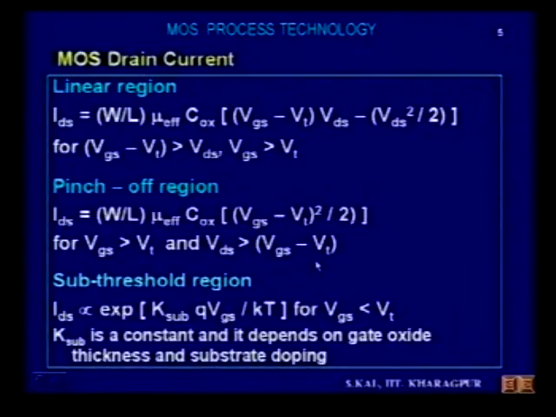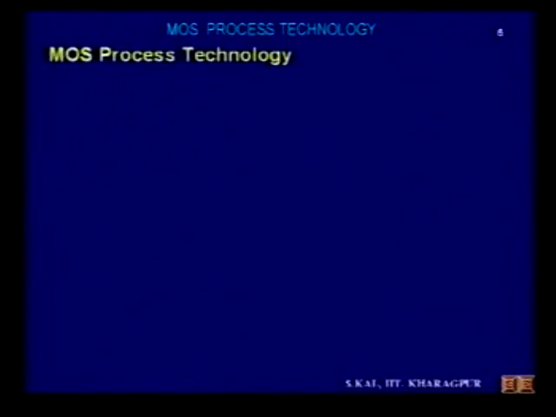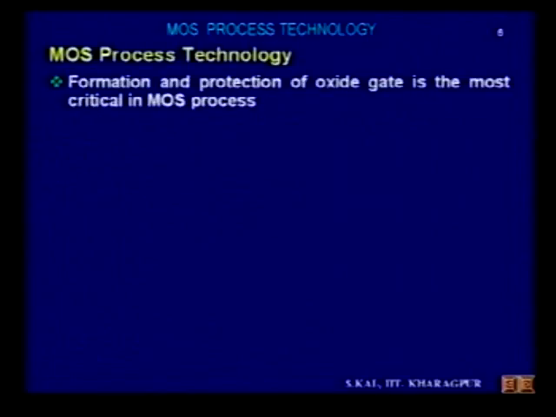So with this background, we will now start the discussion on how a MOS is fabricated. MOS process technology has certain features which we have to remember before fixing up a process suitable for fabrication of NMOS or CMOS.